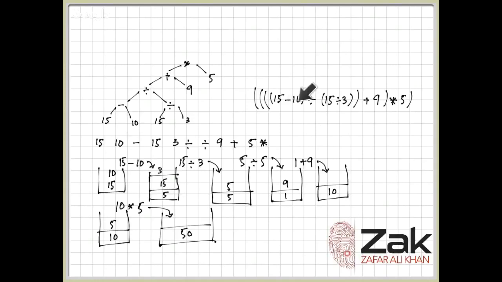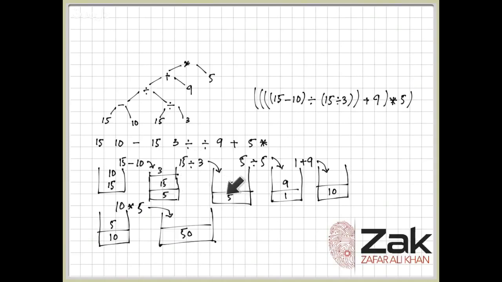So 15 minus 10, 15 divided by 3, they will both be divided. Then plus 9 and multiply 5. Then in postfix: 15, 10, minus, 15, 3, divide, 9, plus, 5, multiply. 15 pushed, 10 pushed, minus shows up. We take out 10 and then we take out 15. The result is 5. This is pushed back. Then we push 15, then we push 3. Divide shows up. We take out 3, put it on the right. We take out 15, put it on the left. These are solved. Answer is 5.